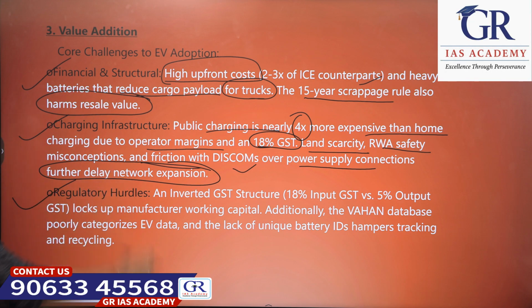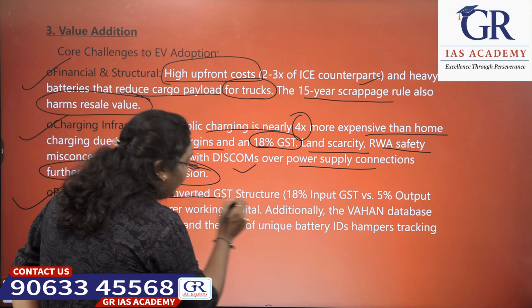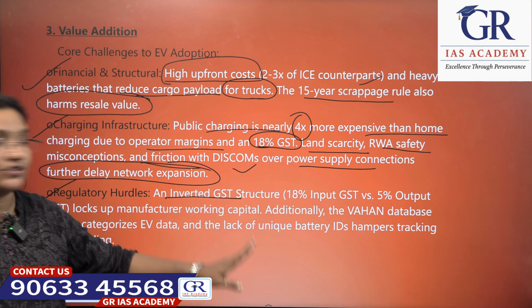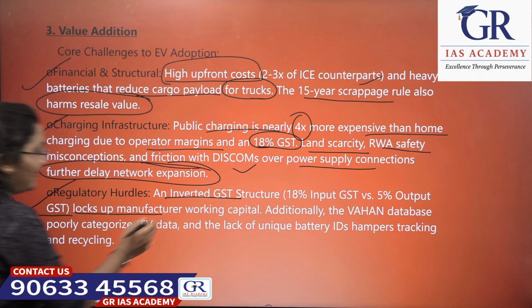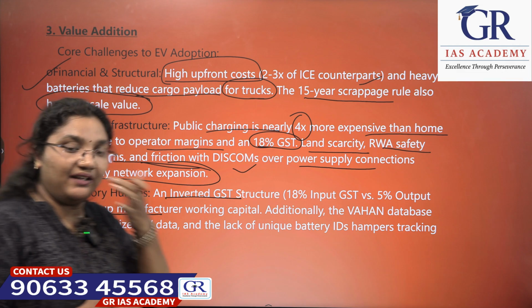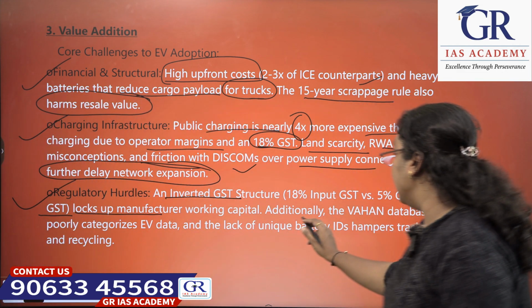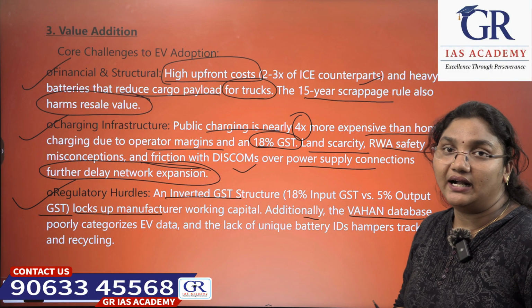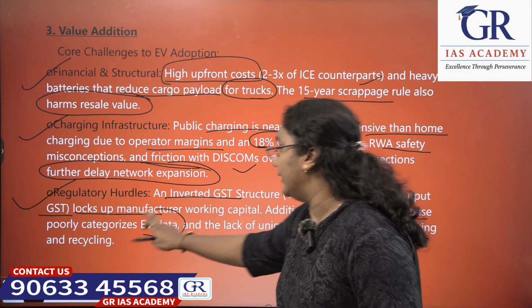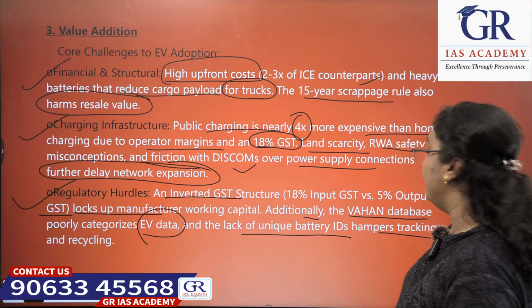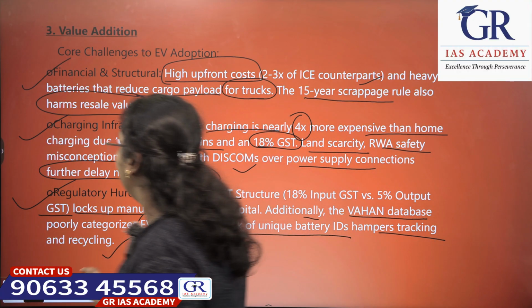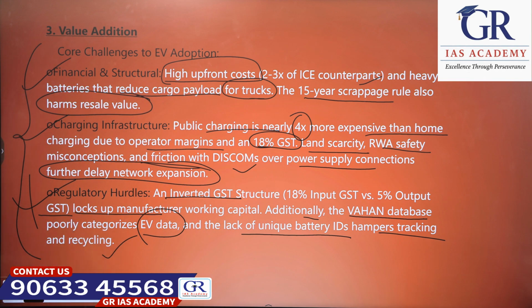Next, coming to the regulatory hurdles, an inverted GST structure, like 18% GST on inputs versus 5% output GST. This is the inverted GST structure, which locks up the manufacturer's working capital. Additionally, the Vahan database poorly categorizes EV data, and the lack of unique battery IDs hampers tracking and recycling. These are the major challenges of EV adoption.